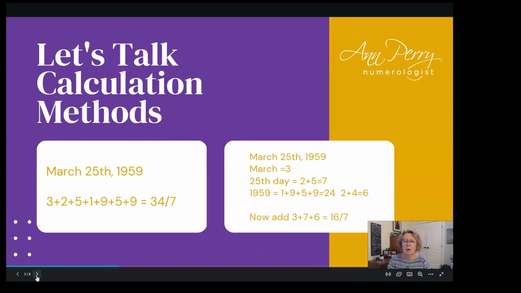First of all, we want to talk about calculation methods. To our left here, we see March 25th of 1959. That's my date of birth. When we take all of those numbers and add them straight across, as is quite common in numerology, it comes up to 34. And then 3 and 4 equals 7. So this means that the sub-lessons I would be learning would be related to the number 3 and also to the number 4.